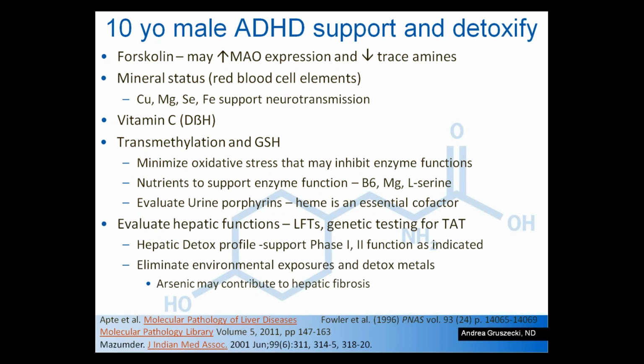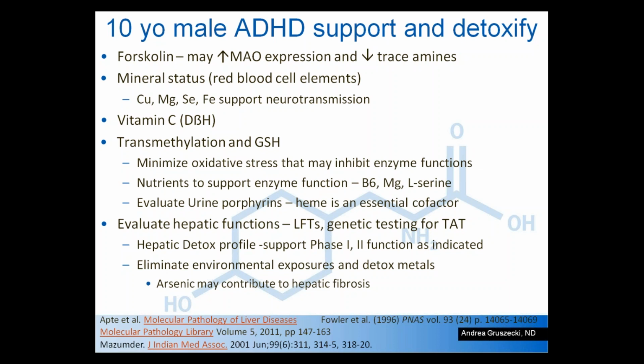We would also want to further evaluate hepatic functions, including genetic testing for tyrosine aminotransferase if indicated. And we would want to look at the hepatic detox profile as well and further support phase 1 and phase 2 functions as needed. Arsenic is known to contribute to liver inflammation and fibrosis, and the elimination of the arsenic exposures and the pursuit of metal detoxification therapies may improve enzyme functions and decrease oxidative stress.